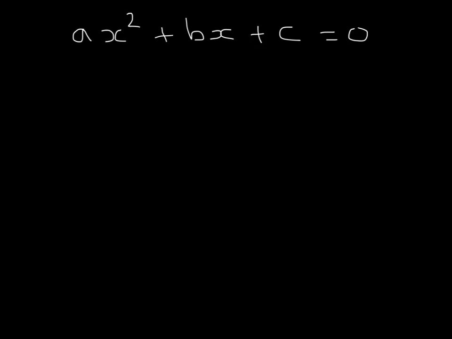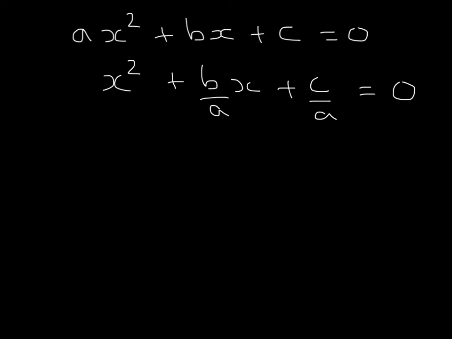So starting with our general form of the quadratic curve, what I'm going to do now is divide through by a, because it just makes life a little bit easier. So we end up with x squared plus b over a x plus c over a, and it still all equals 0 because 0 divided by a is still 0.